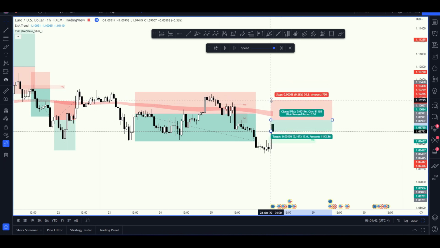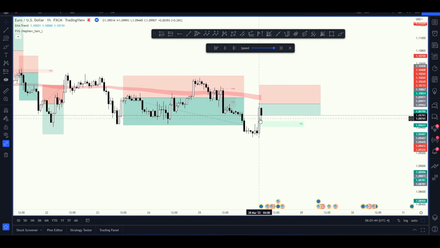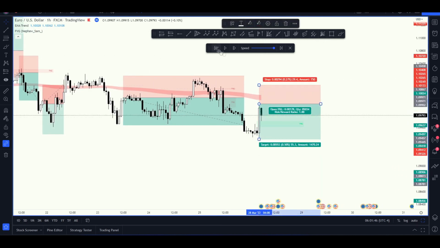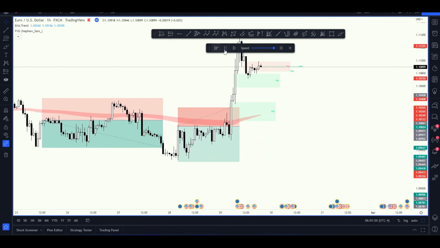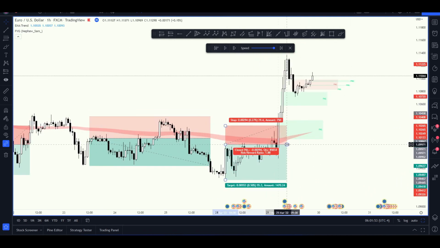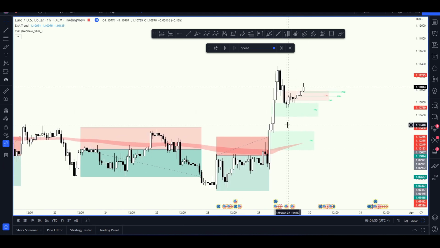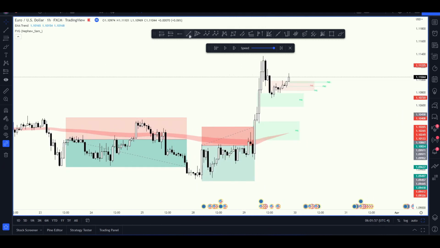Just like that. And we aim for this low. Let's see, what do we have? We are being stopped out, as you can see. So we mark it like that. We are now above the cloud.